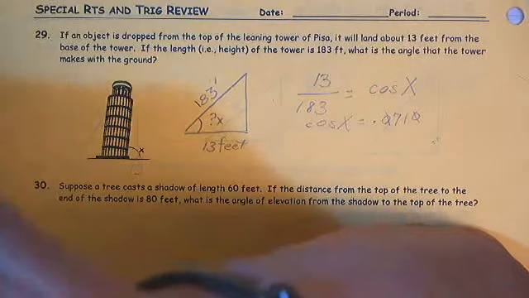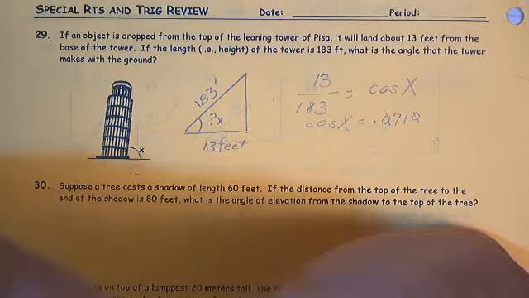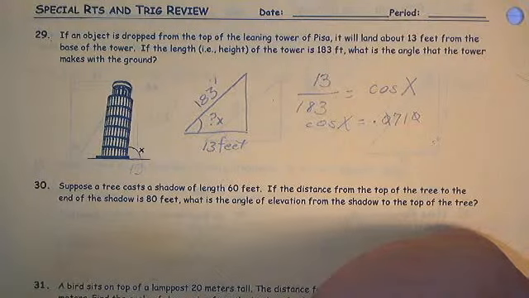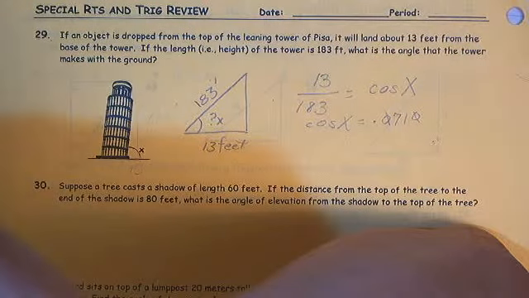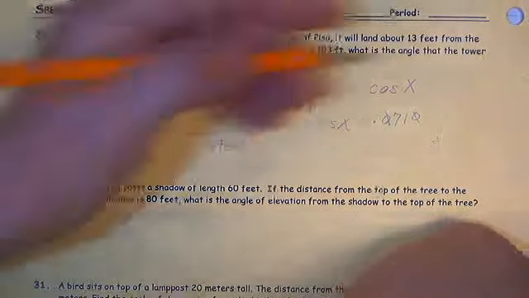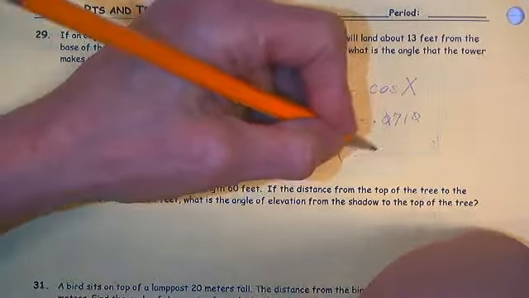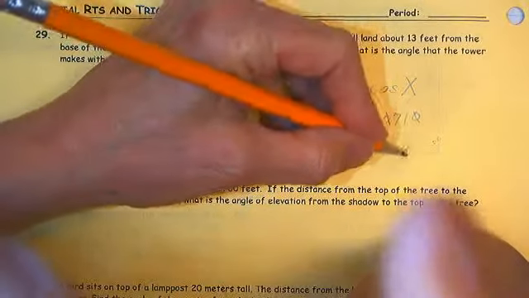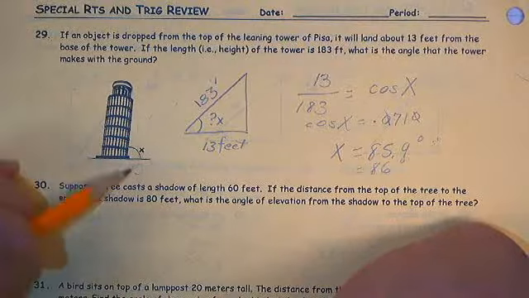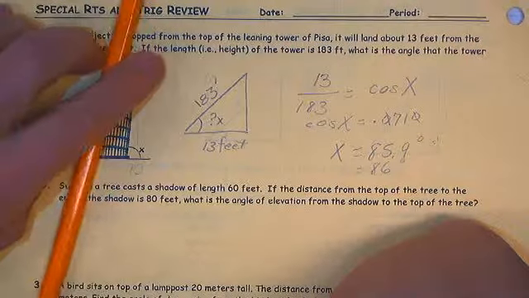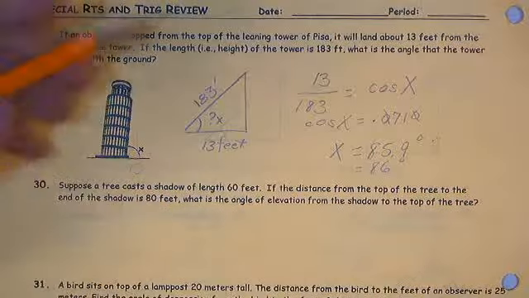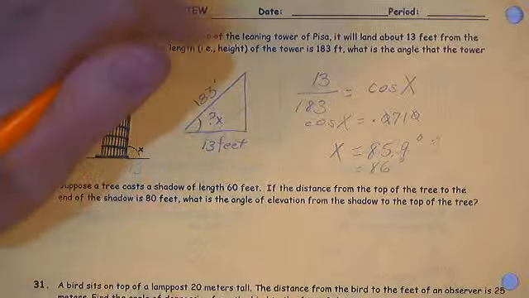Check the calculator, make sure it's still in degrees, yay. The angle whose cosine is 0.0710 is 85.9 degrees, almost 86 degrees. It is very nearly a right angle. And that would make sense, because if the tower is going to be that tall and still leaning over but standing up, it would have to be close to a right angle.